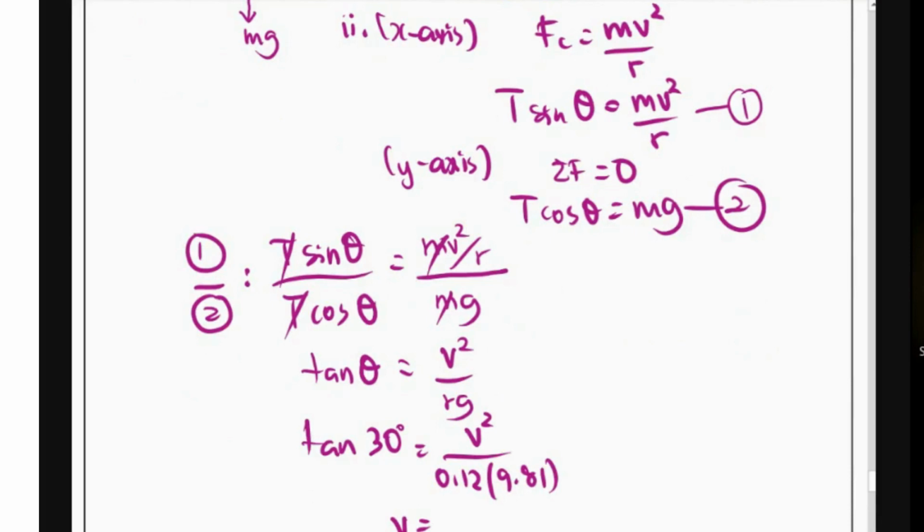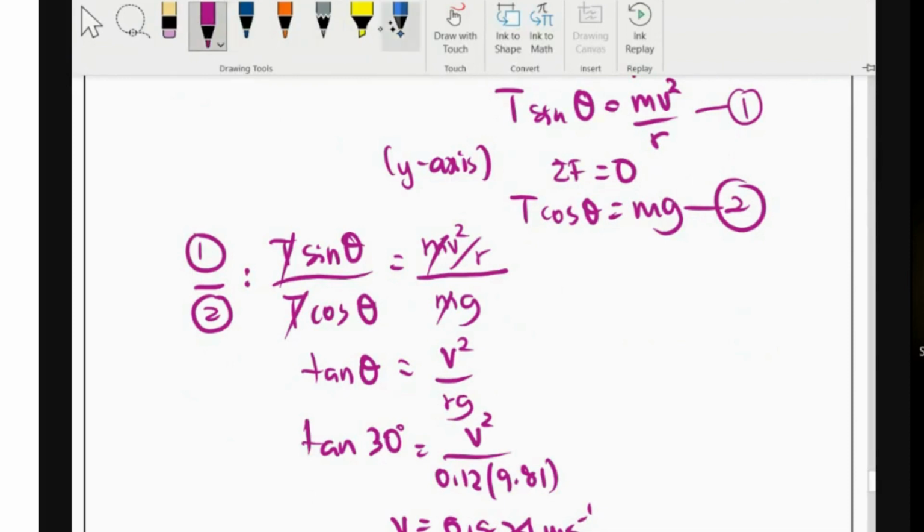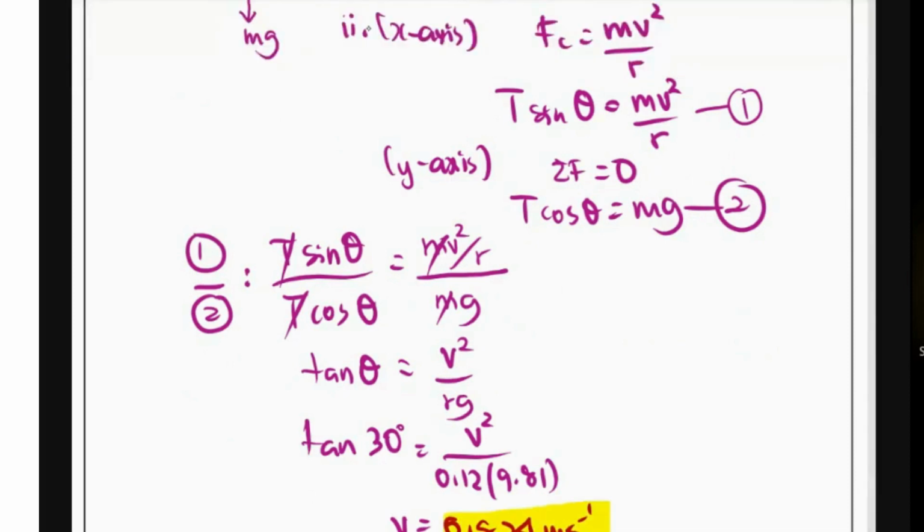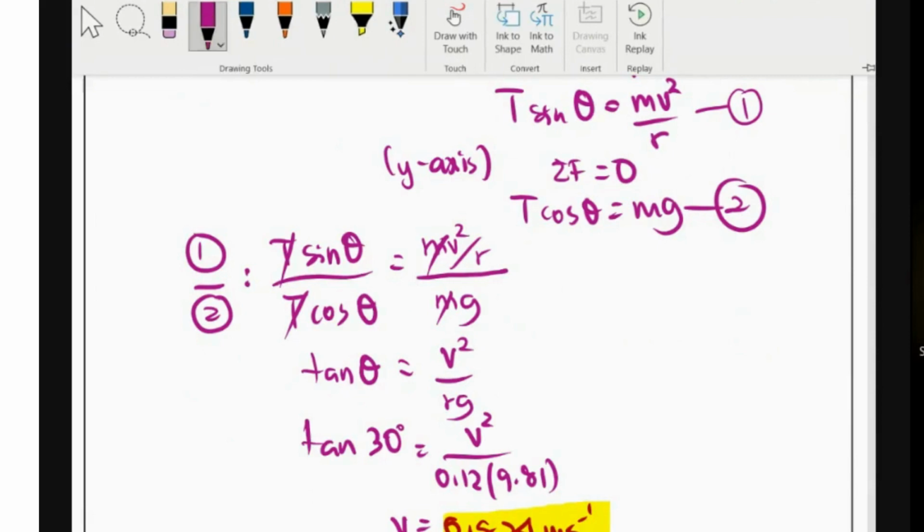Is this hard for you? I hope not. It might be harder the first time. On the first time you are doing this question, you might find it hard. On the second time, third time, fourth time, fifth time, sixth time, you'll find it easy peasy. This is the velocity from the question. Alright guys, so we move on.